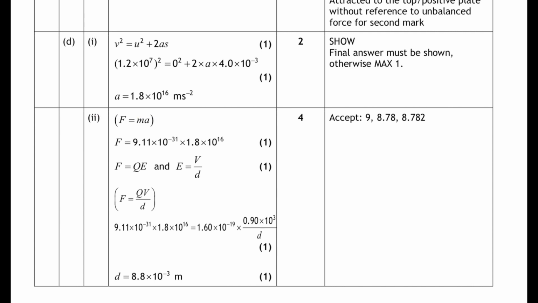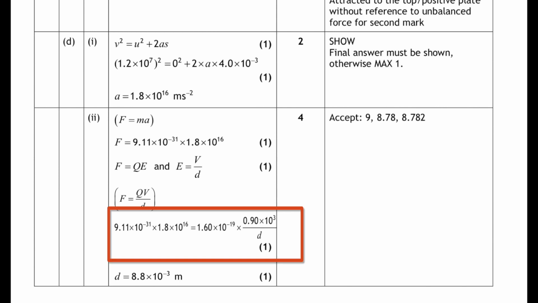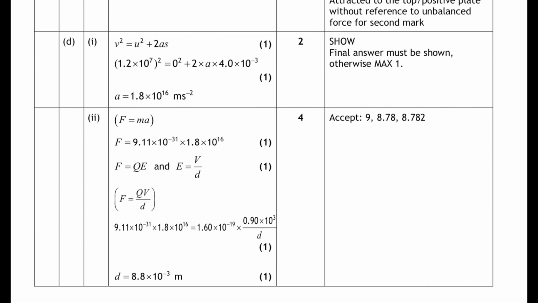And then D part 2, very tricky. There's no mark for F equals ma, but you do have to realise that you have to multiply the mass of the electron by the acceleration of the electron to get the unbalanced force acting on the charge by the electric field. You're then combining the two electric field relationships, F equals QE and E equals V over d, and then you are substituting in all the values for the third mark and the final mark for the final answer with the correct units. Very tricky question. We're including National 5 relationships, Higher equations of motion, and multiple Advanced Higher physics relationships.